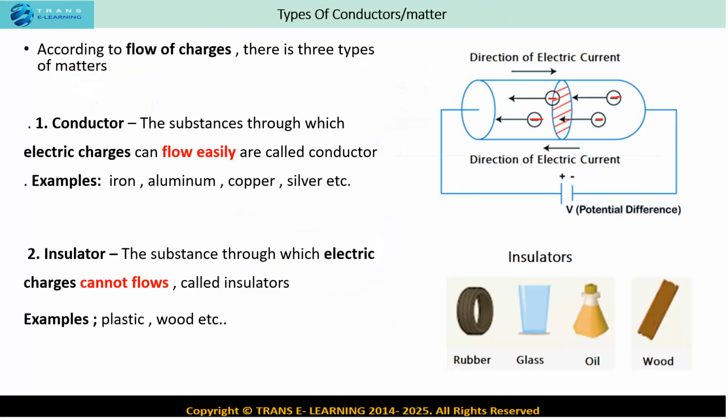Now, let us talk about the conductors and the types of matter. According to the flow of the charges, there are three types of matter. First is the conductor. The substances through which electric charges can flow easily are called conductors. You can see here that this is a conductor through which the charges are flowing very easily. In that case, the electrons are moving from the negative to the positive, whereas the current is flowing from the positive to the negative. Insulators are the substances through which electric charges cannot flow, like rubber, glass, oil, or wood.